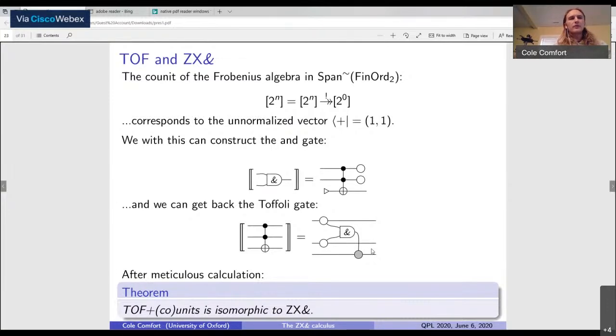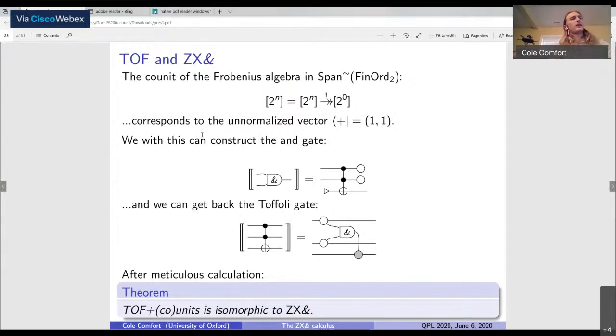So this is my final slide, or second final slide. If you look at the counit in this category, this corresponds to having a span on the left-hand side where it's equality. On the right-hand side, you have this discarding map in sets, so the map just taking you to the terminal object. And as a matrix, this is this vector plus.